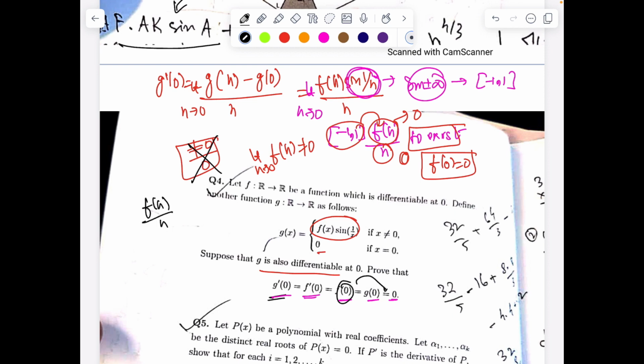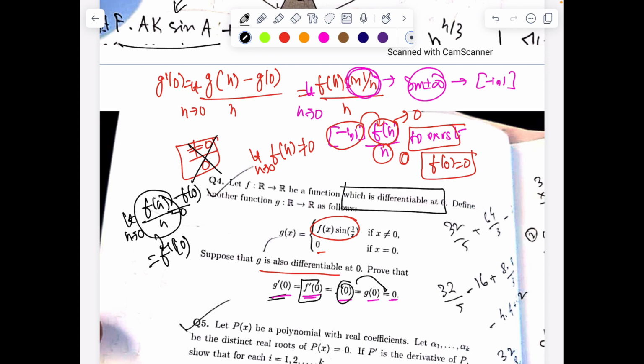Once f of h by h exists, since function f is differentiable at 0, as already given, this is nothing but the derivative f dash 0, because I can write it as follows. Since I proved f of 0 is 0, so the limit as h tends to 0 of f of h minus f of 0 by h minus 0 is fundamentally f dash 0. So that gives that f dash 0 should also be 0. Right. Now if f dash 0 is 0, that automatically makes this derivative 0. It means that forces g dash 0 to be 0.